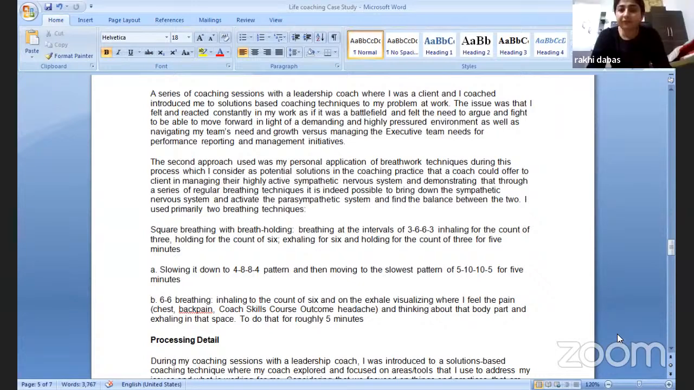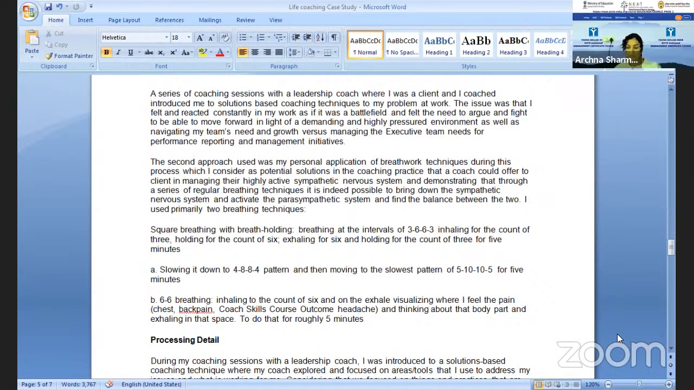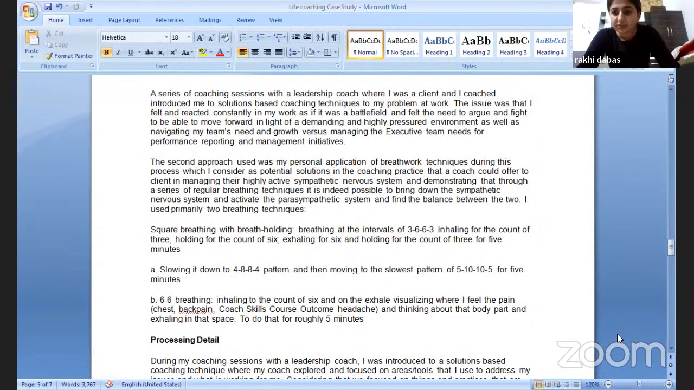Ma'am, while exhaling I feel that... Ma'am, while inhaling, I just felt that I am able to breathe to the chest level only. And try to expand your stomach, initially. Okay, okay.